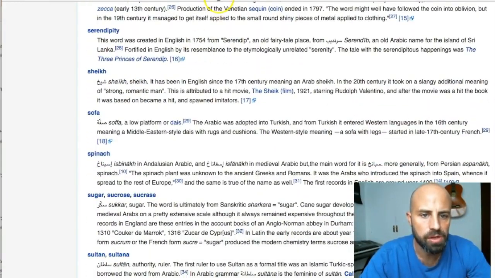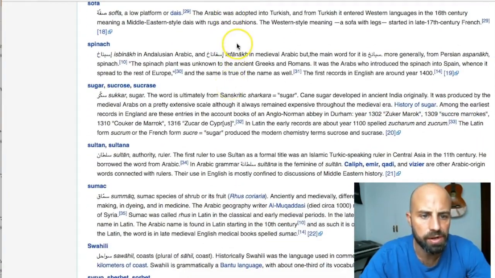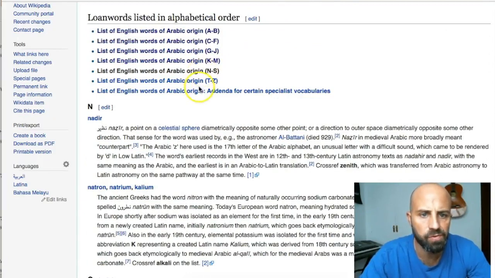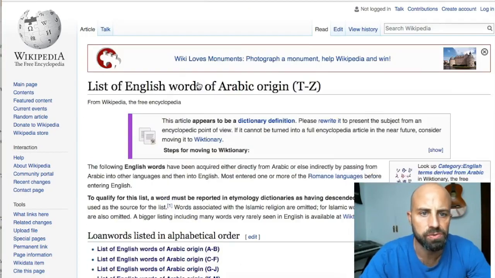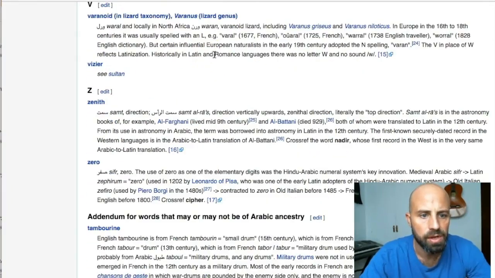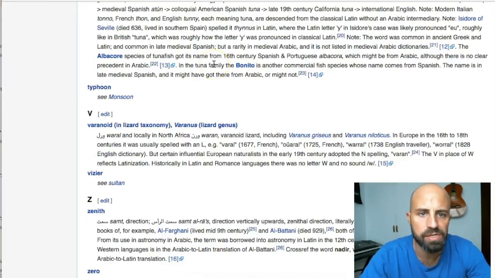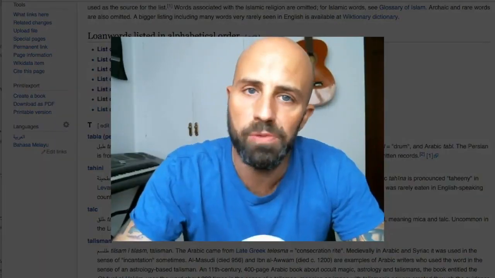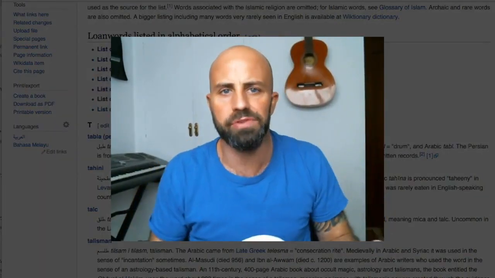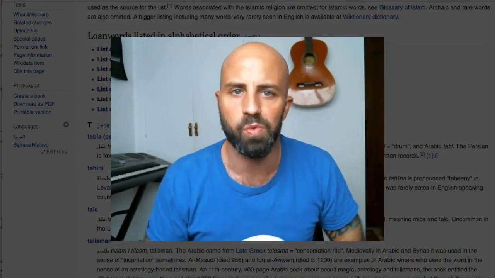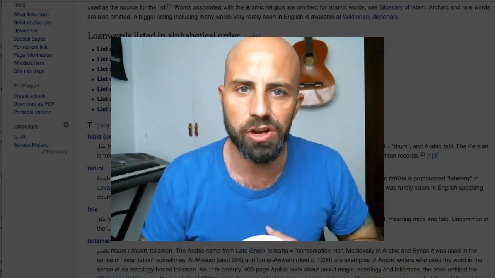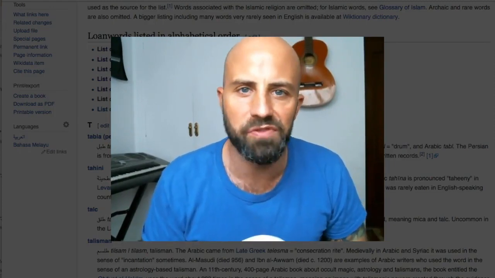Sofa. I think I knew that. They share a lot of words with Spanish too. Traffic. Interesting. And zero, obviously the numbers we use. I hope this was interesting to you. It was interesting to me to find out how many words we share in Arabic and English. It just goes to show you, we're not all that different, are we?